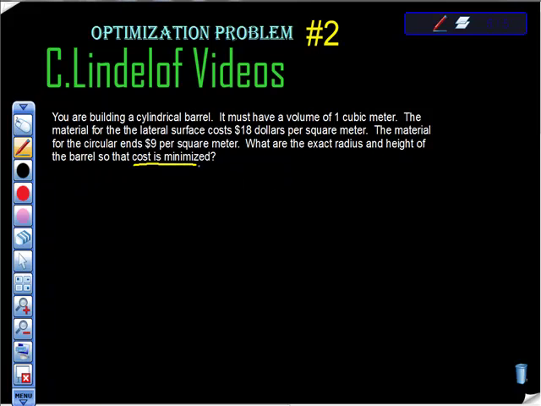First thing I'm going to do is this. The first thing you're looking for in an optimization problem is what's to be optimized. So you're looking for what's to be maximized or minimized. Once you figure that out, you've got this thing under control.